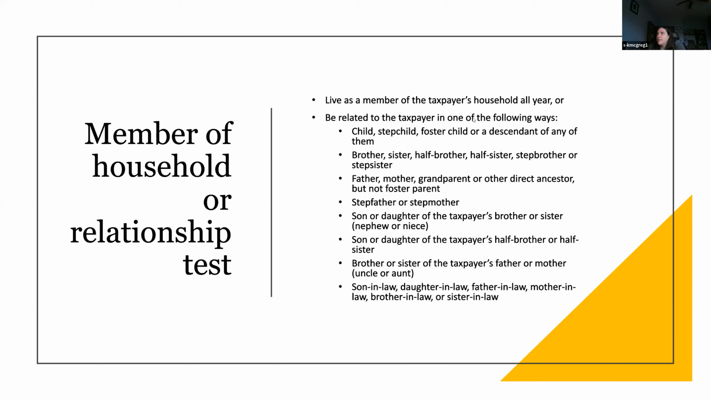They have to live as a member of your household for the entire year. They can be related to you in the following ways. They could be your child, stepchild, foster child, or descendant, brother, sister, half-brother, half-sister, stepbrother, stepsister, your parents, your grandparents, or any other ancestor, step-parents, your nieces or nephews, your aunts or uncles, and then in-laws also count.